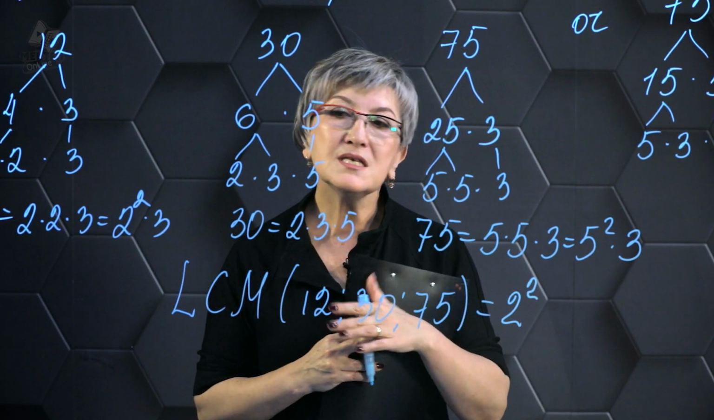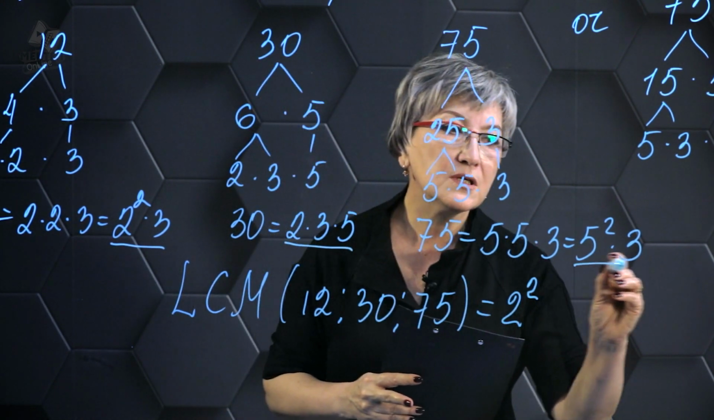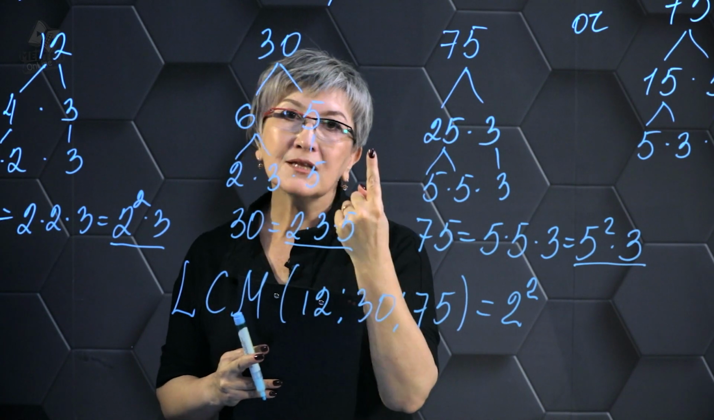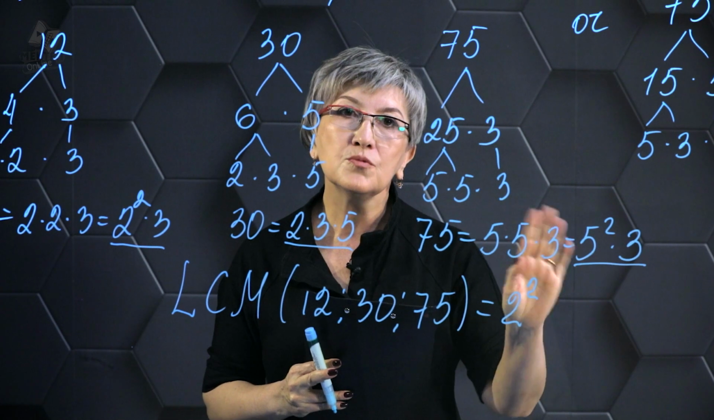One more time. What am I doing? I have these records that I need. So this entry, this and this. So 2 squared, but here I have one 2, and here I have two 2's. So I write 2 squared. I do not have any 2's here.